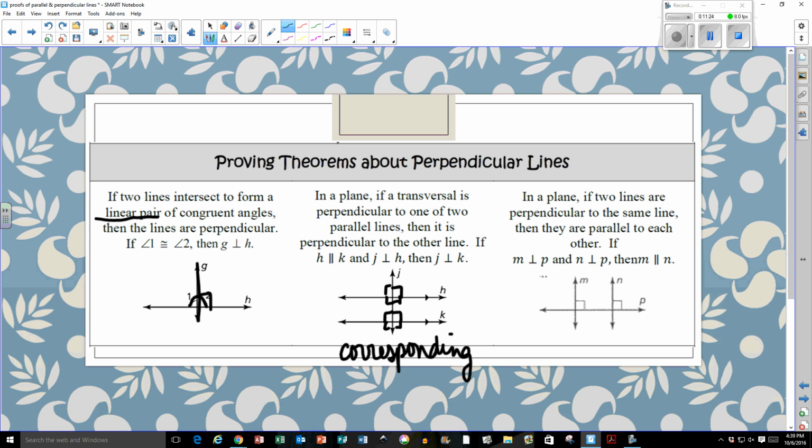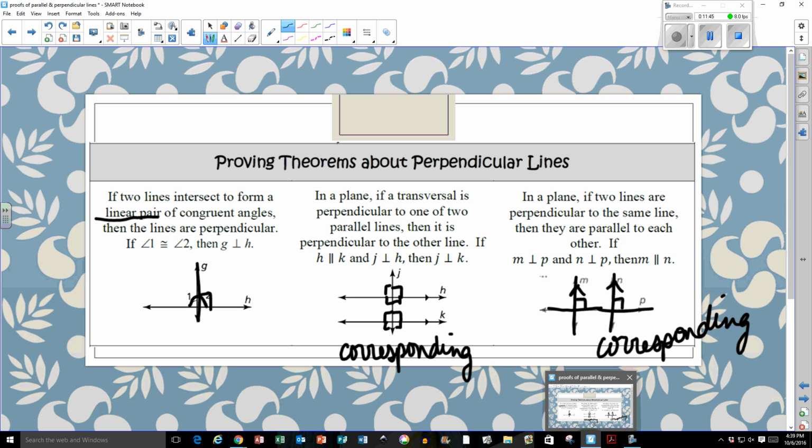In a plane, if two lines are perpendicular to the same line, so see how this line is perpendicular to this one, and this one's perpendicular to this one, then these two lines are automatically parallel, because if these two are perpendicular by corresponding again, the lines are going to be parallel. And that's all there is to that.